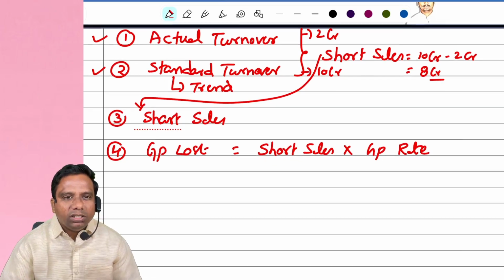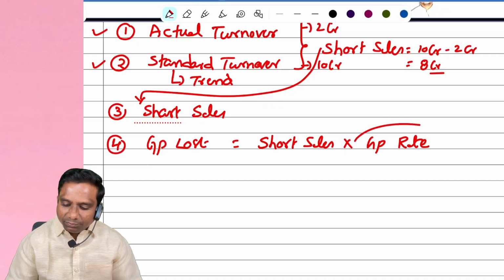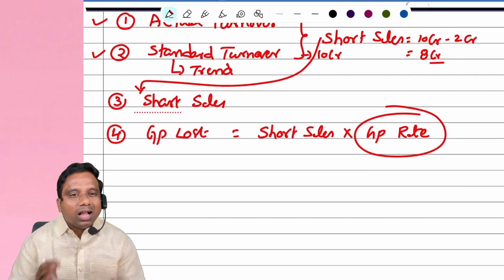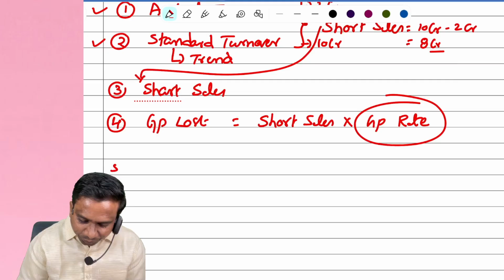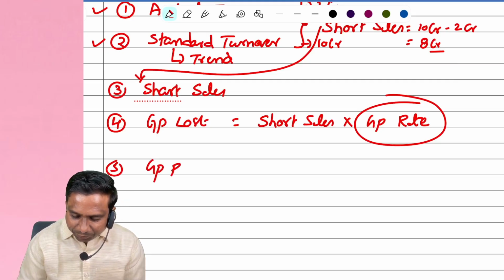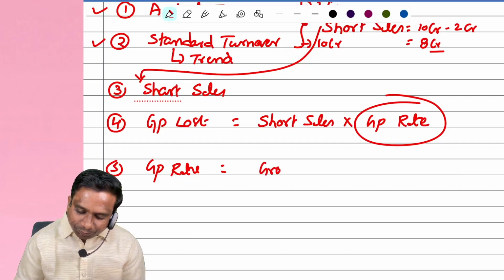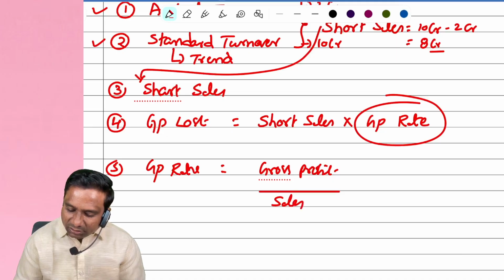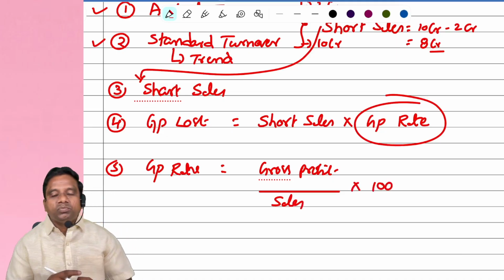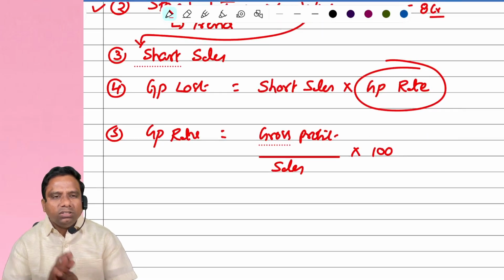We have a formula for GP rate, na? Gross profit divided by sales into 100. Now the concept comes, how much is the GP rate, sir? Normally, the formula is gross profit by sales into 100. This is our normal GP rate.